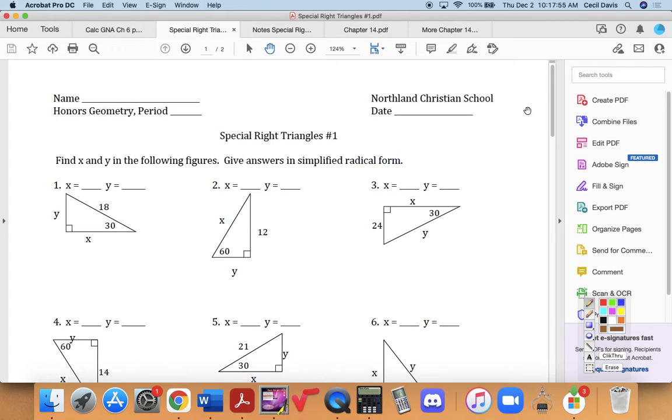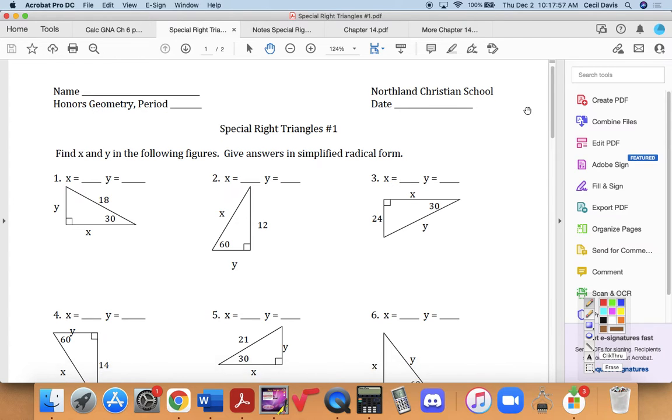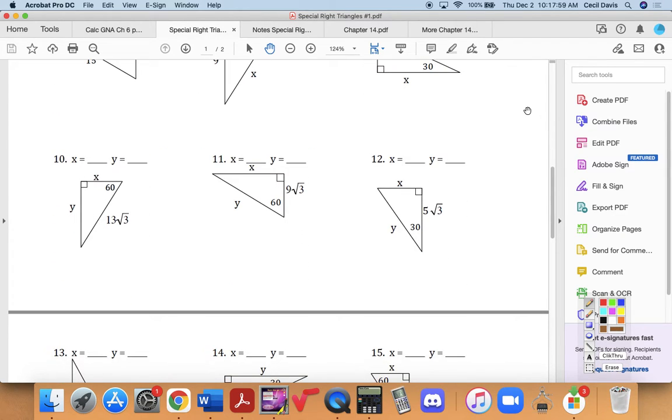Yes, ma'am. Number 10, please. Okay. So we've got the hypotenuse, so we've got to find the short leg first. Short leg has to be the first thing you find if you don't already have it. And what are we going to do to the hypotenuse to find the short leg? Yeah, so I would just leave it 13 square roots of 3 over 2. And then what do we do to that to find the long leg?